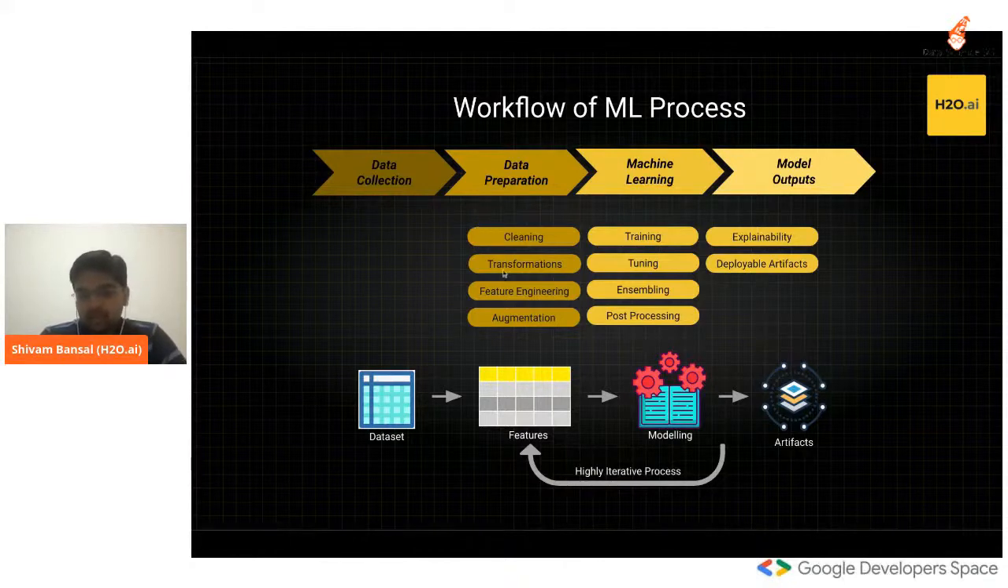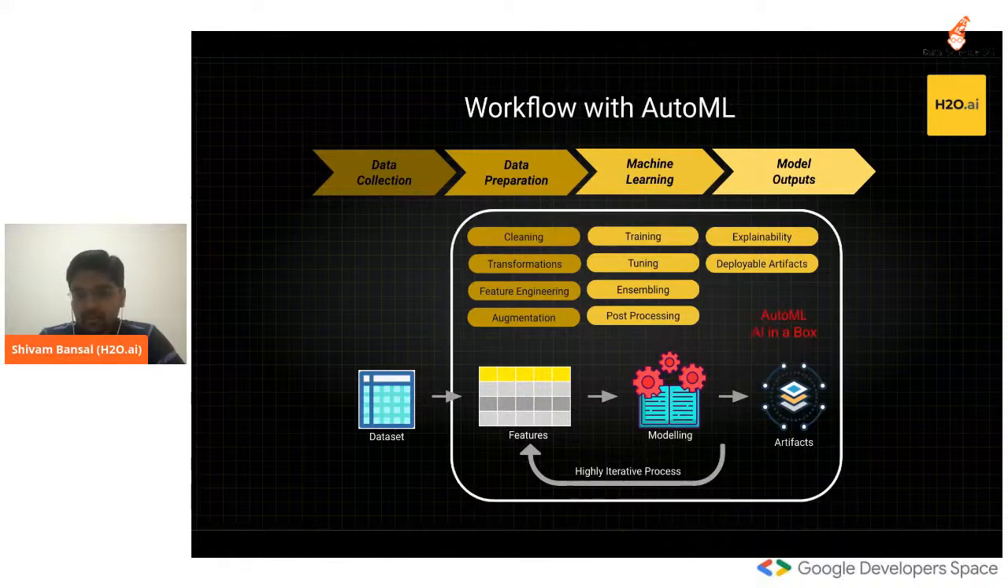This ML process is very straightforward, but one idea that goes into it is that the middle piece is mostly very iterative in nature. It requires a lot of effort in terms of time, and in terms of trying different ideas and coming up with the best possible solution. That's where AutoML comes into the picture, which really automates different tasks, different steps in the whole process that I just described.